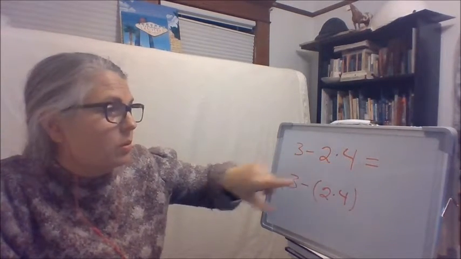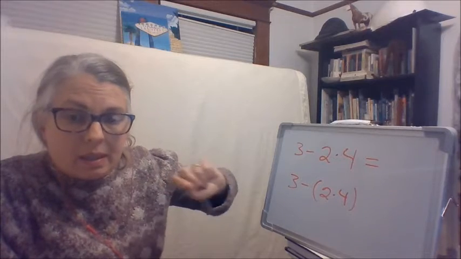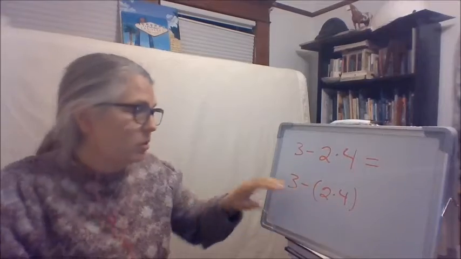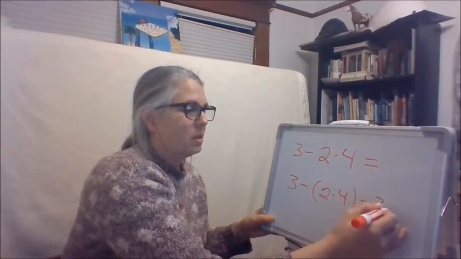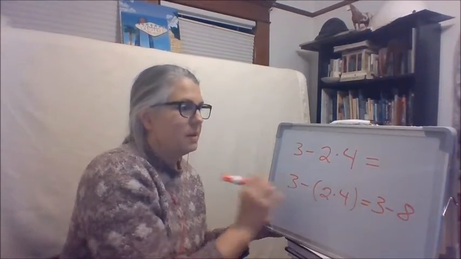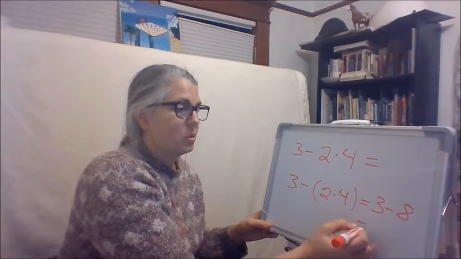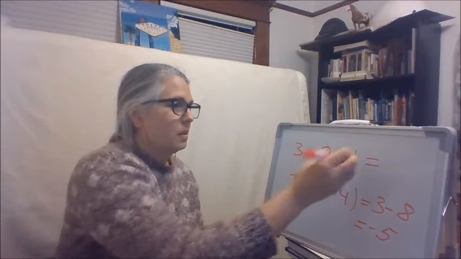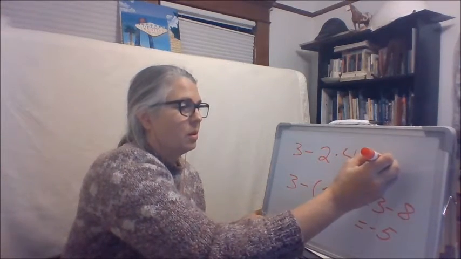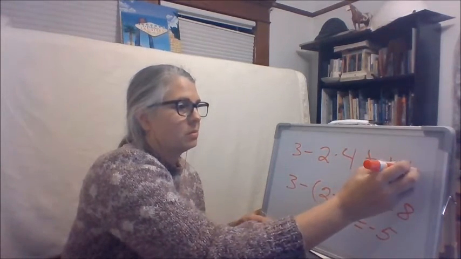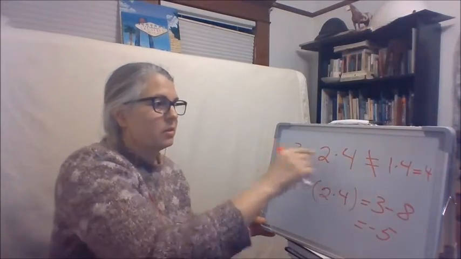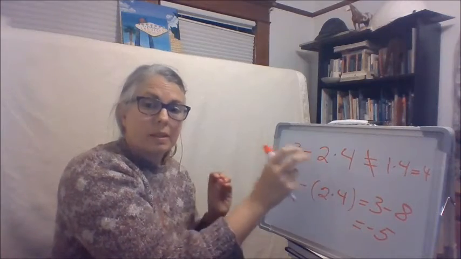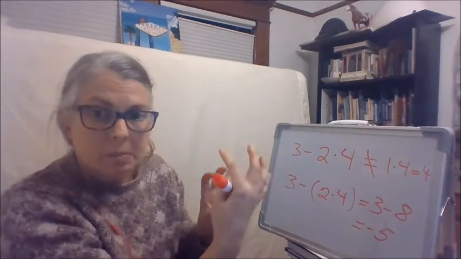That's not the case. Because of order of operations, this 2 and the 4 have to get multiplied first, so this is 3 minus 8, okay? Which is negative 5. It is not 1 times 4 equals 4. It's not 3 minus 2 equals 1 times 4, because you have to do what's being multiplied before you do any addition or subtraction.